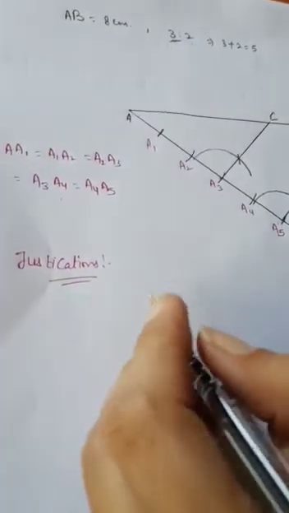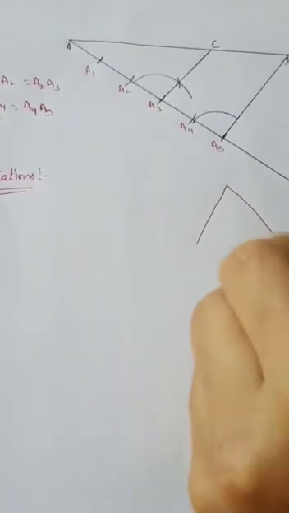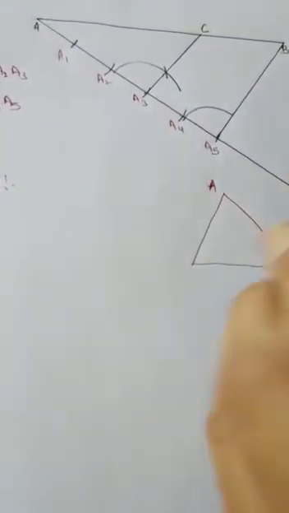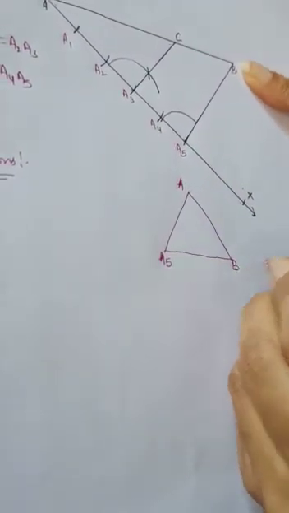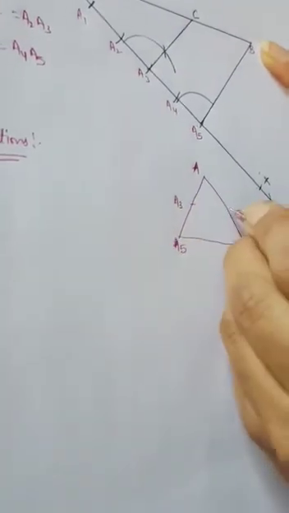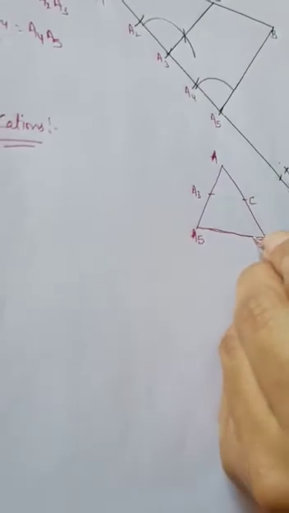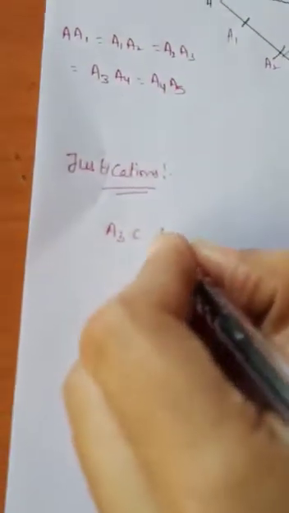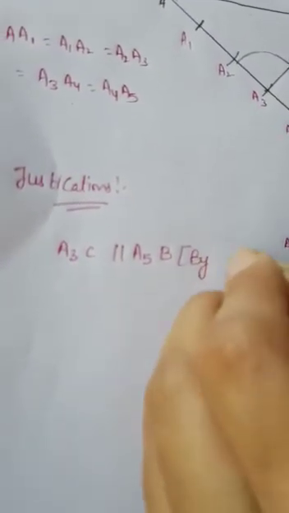Now you can see the justification. Let us draw the same triangle, as here is A, here is A5 and this one is the B point. On this part is the A3 point and on this point it is the C part. So we draw A3C parallel to A5B. We write here that the line segment A3C is parallel to A5B by construction, we are drawing it like this.